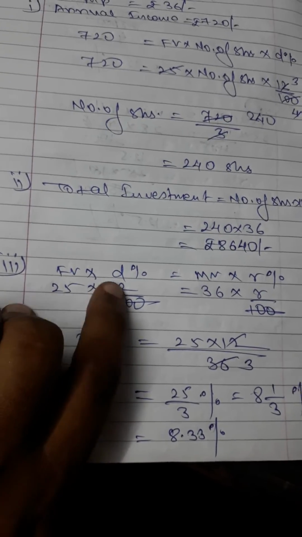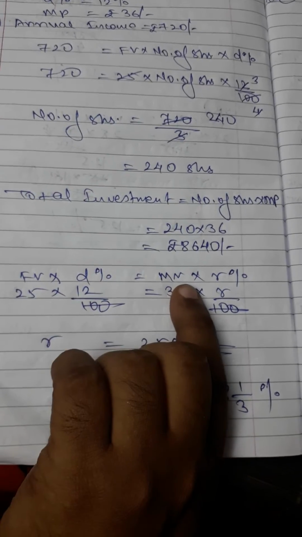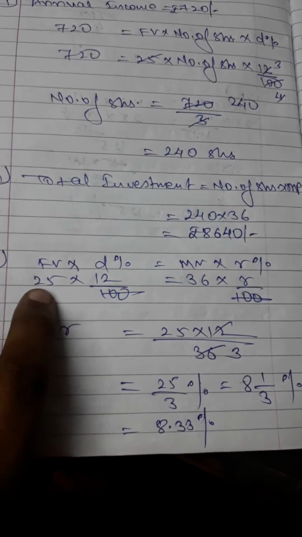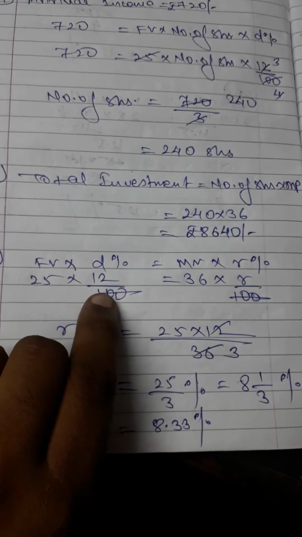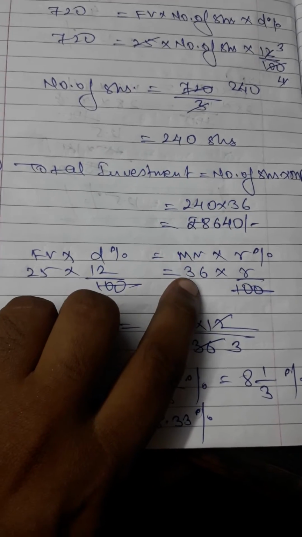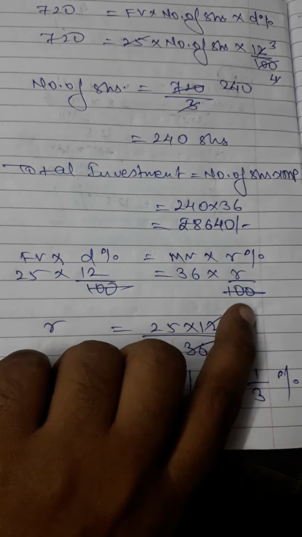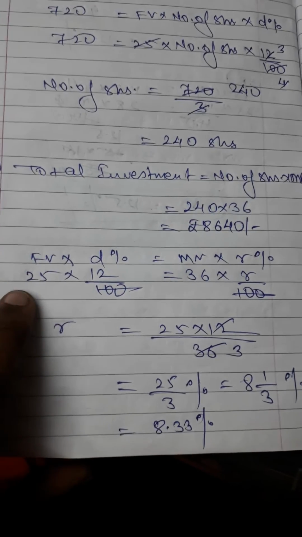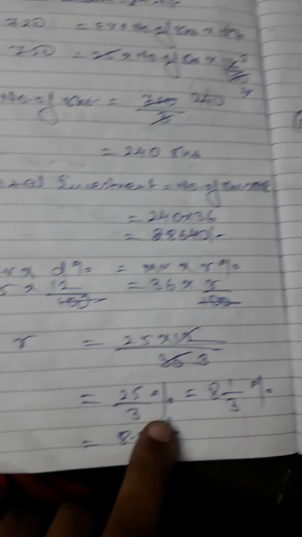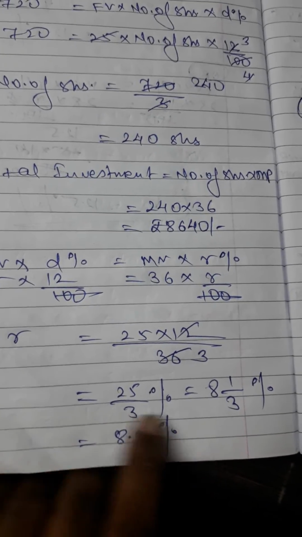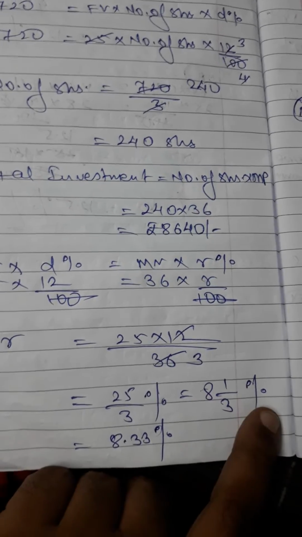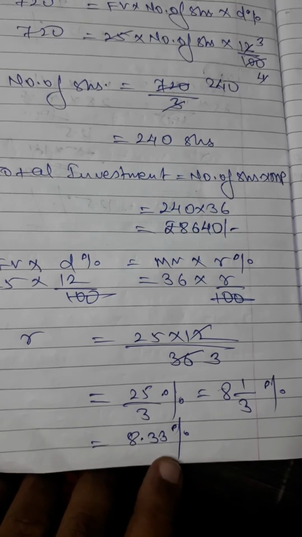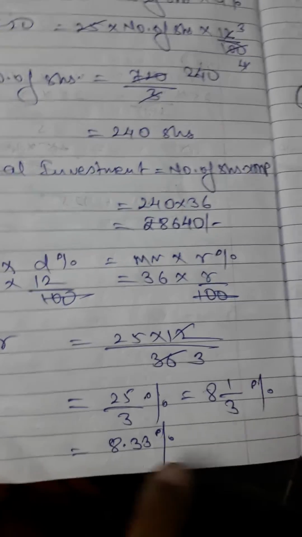Now face value into D percent is equal to market value or market price into R percent. Face value is 25, D percent is 12 upon 100, market value is 36, R percent means R upon 100, again R 100 cancel, then transfer 36 to the left side, we will get 25 by 3 means 8 and 1 by 3%, it is mixed fraction or 8.33%. Both the answers are correct.